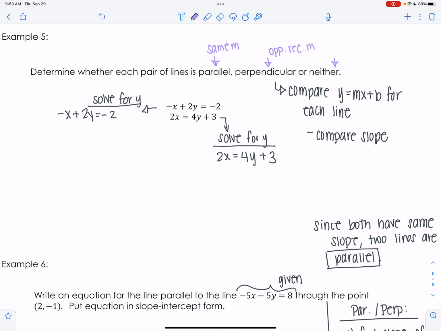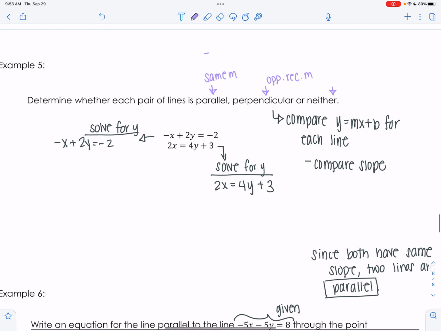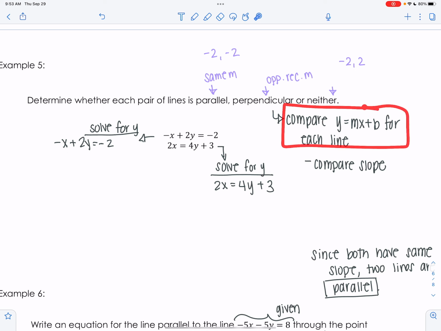So it's going to be any variation that maybe they are slightly close. What I mean is if they're the same m, they would have to be a slope of -2 and -2. But what if it's -2 and +2? Well, that would be a neither because those aren't opposite reciprocals, nor are they exactly the same. So in order to do that, I'm going to get them into y = mx + b, slope-intercept form, and then compare the slopes from there.